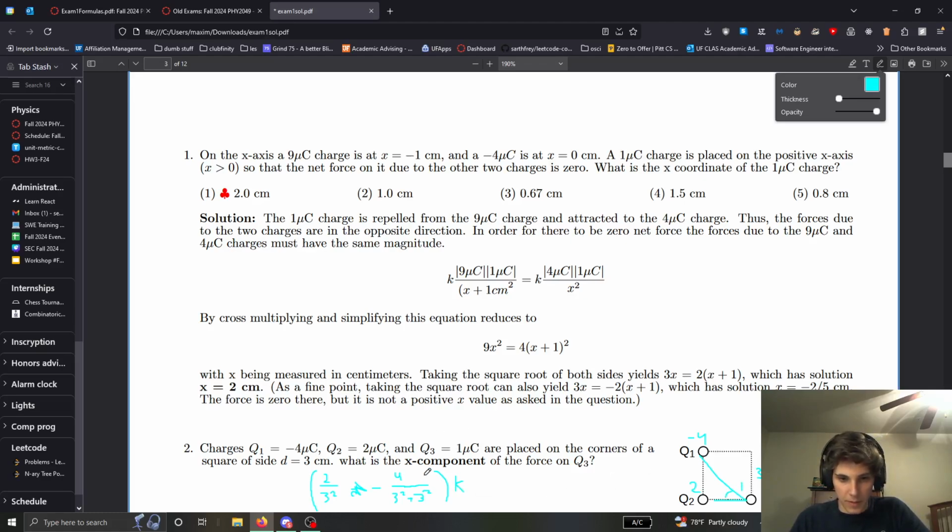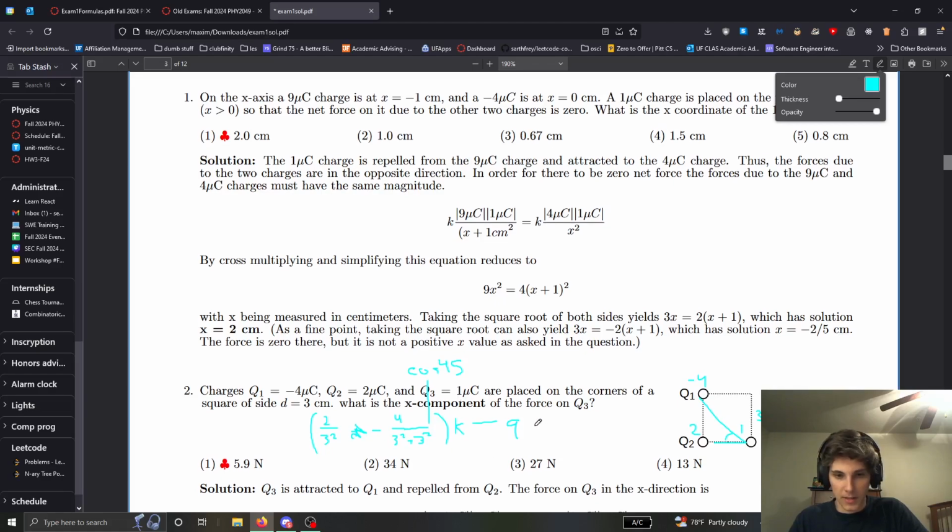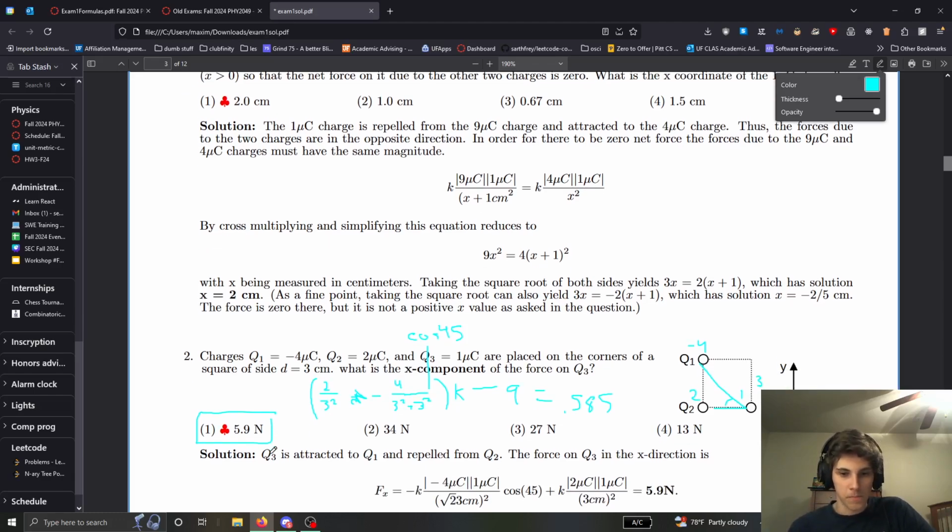Because this is a 45-degree angle, we have to include cosine of 45 here as well. Times cosine 45. Multiply that by k, which again, since I'm not doing any fancy stuff, that's just going to be 9, and I ended up getting 0.585. We know that this is the same value, incorrect magnitude, but that's fine. So that's correct.